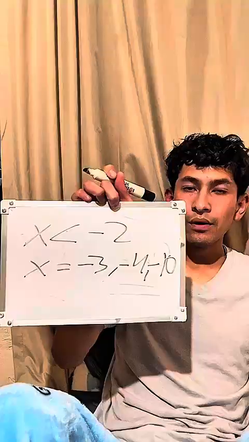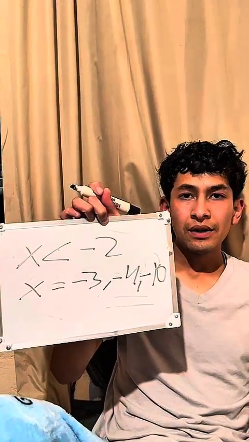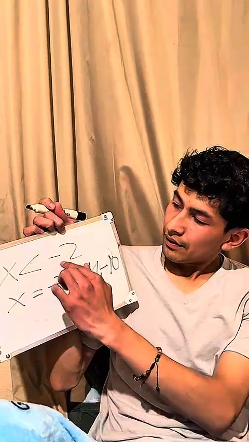X is less than negative 2. That means x can be negative 3, negative 4, negative 10, or every number less than negative 2.